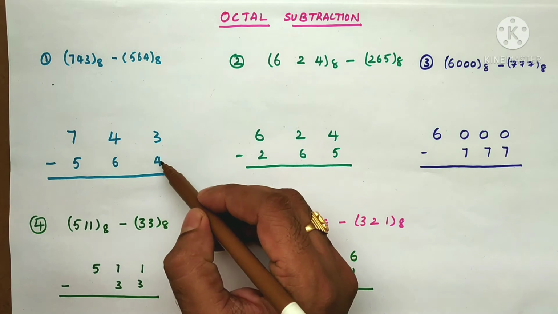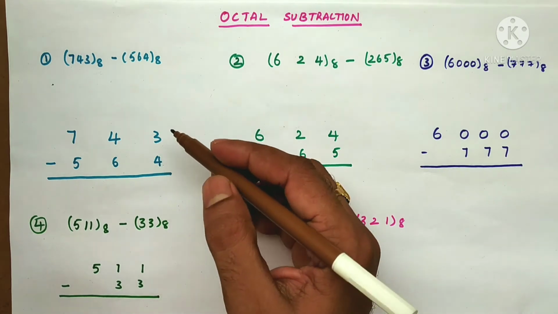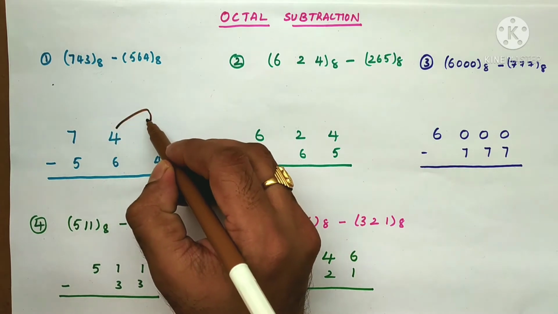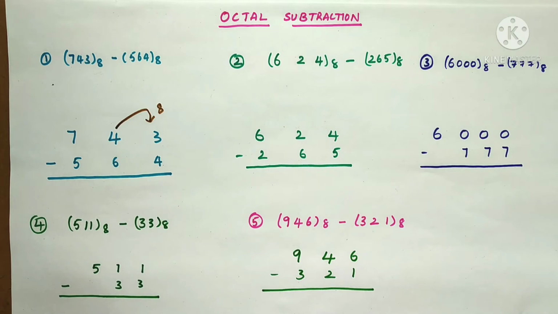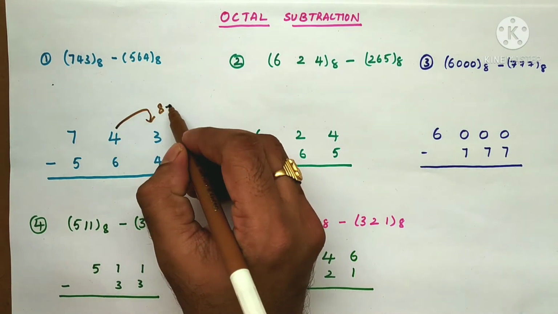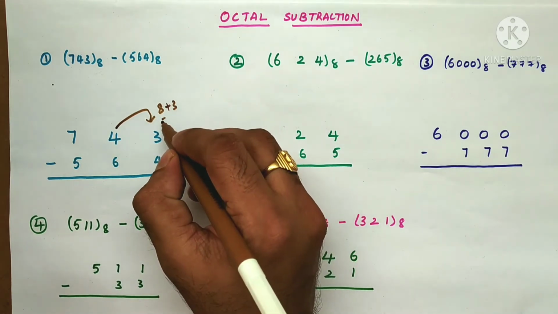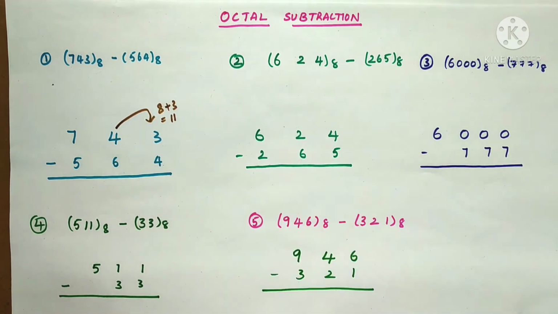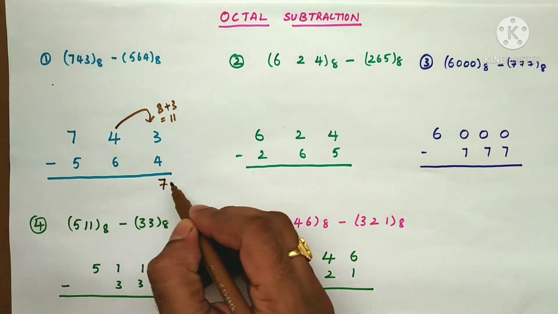So 3 minus 4. It's not possible. 3 lo nunchi 4 podu. So we have to get borrow. Borrow means 8. Why? Because this is octal number system. Right? So already here 3 is there. So 8 plus 3 is equal to 11. 11 minus 4 is 7. 7 you have to write here.